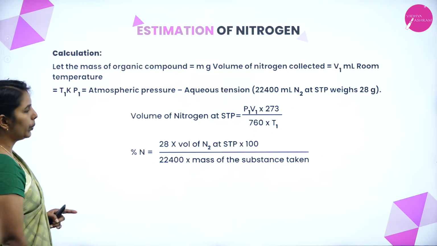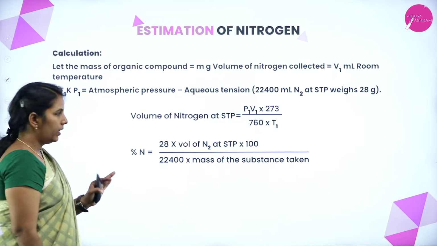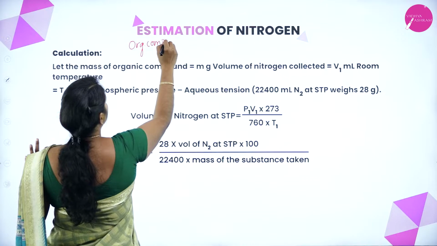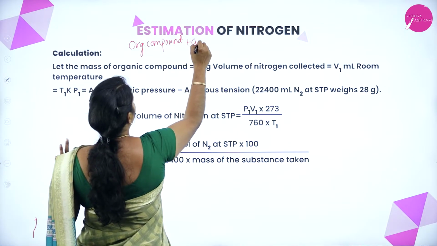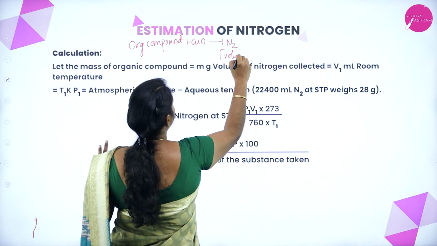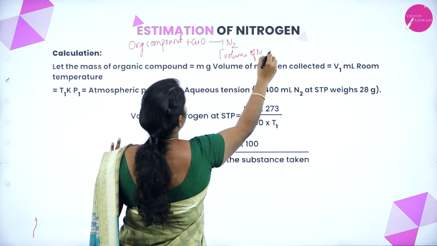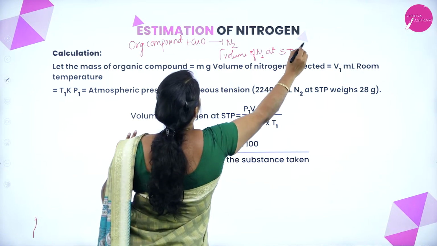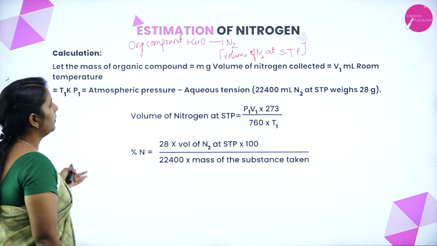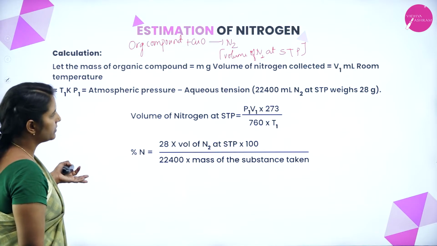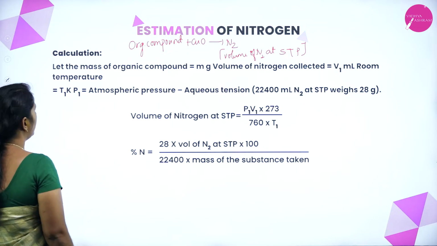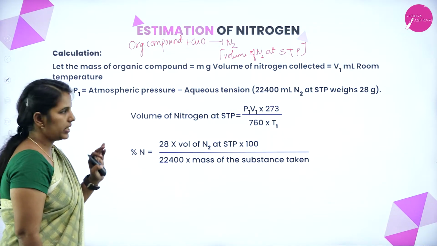Now how to derive the equation? We have to find out that the given organic compound is heated with cupric oxide and you get nitrogen gas. So the volume of this nitrogen gas at STP you need to calculate, correct? Let the mass of the organic compound be m gram and the volume of the nitrogen collected be V1 at room temperature. So we get P1, which is equal to atmospheric pressure minus aqueous tension.